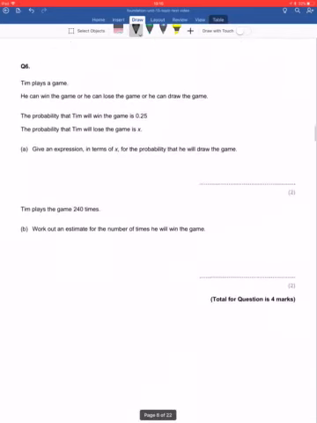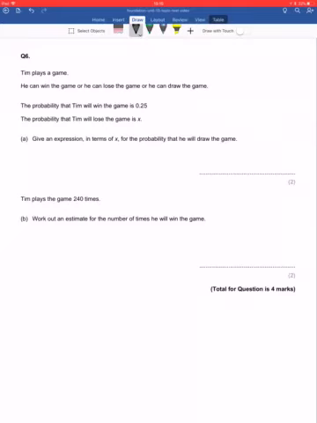Next question. Tim plays a game. He can win, he can lose, and he can draw. So I'm going to put D for draw. Probability that he's going to win, 0.25. Lose, don't be put off by the fact it's X. Give an expression for the probability that he will draw.